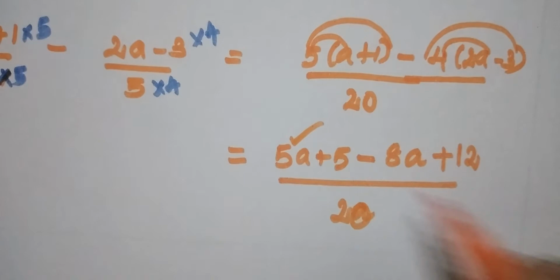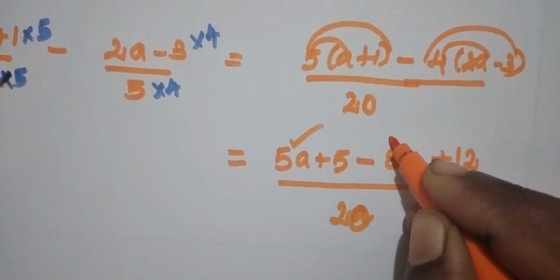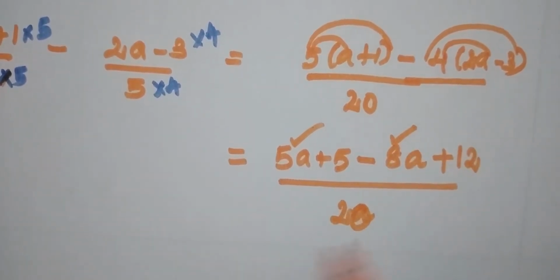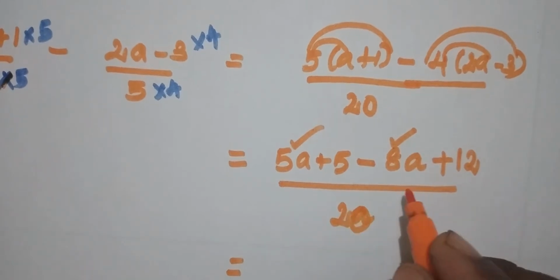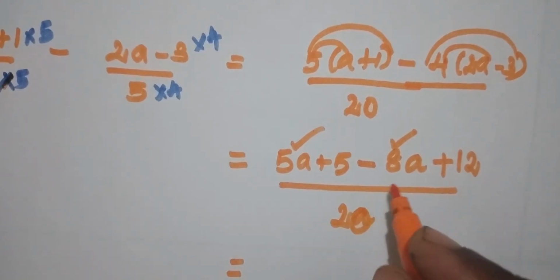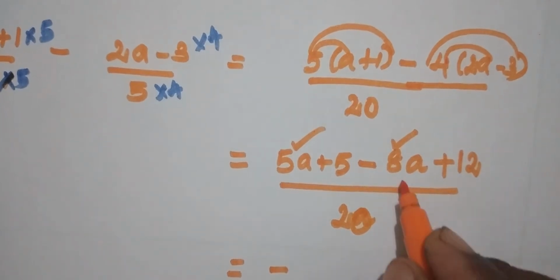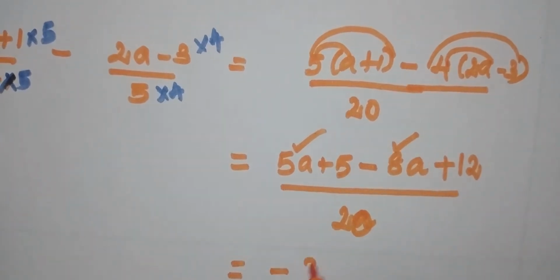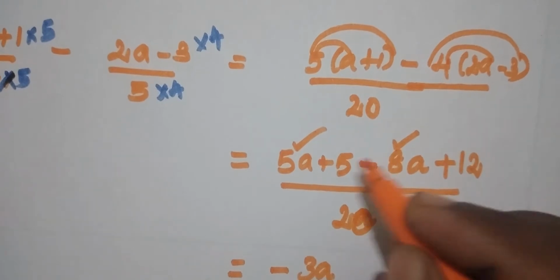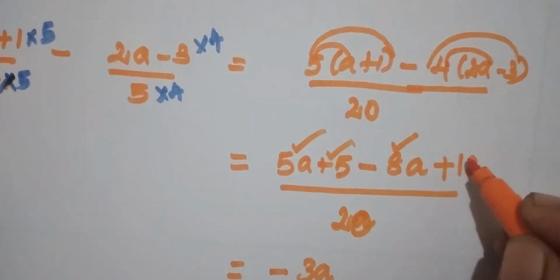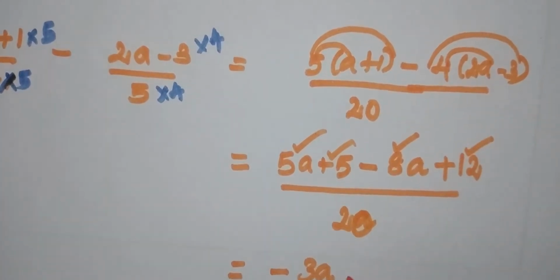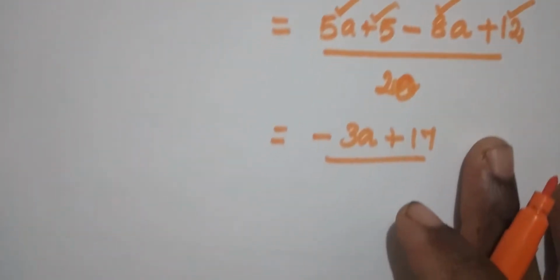Now this is plus 5a and this is minus 8a. So when it is in two different signs, you should subtract and write the greater number's sign. So what's the greater number's sign? Yes, negative. What's the difference between 8a and 5a? Yes, 3a. Now here the numbers, this is plus 5 and plus 12. So 5 plus 12 is 17 divided by 20.